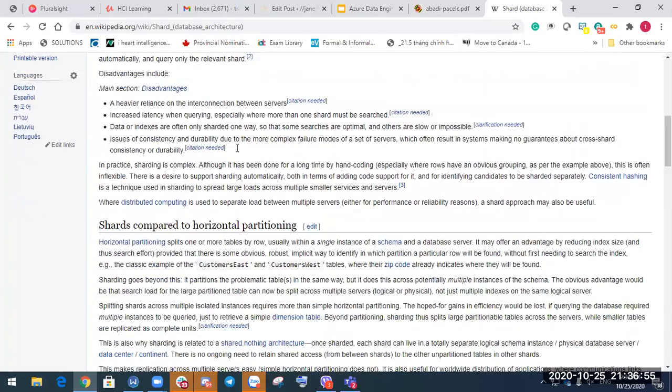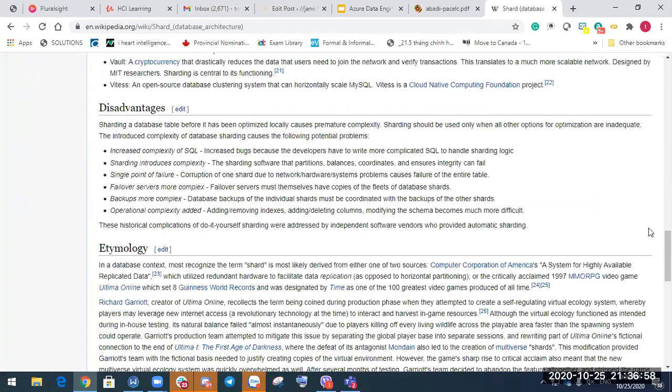So let me see some disadvantages. Yes, you need to be aware of the disadvantages in order to optimize. I'll get it from Azure. But remember, a lot of this is very similar to the partitioning disadvantages. For example, increased complexity of SQL, and single point of failure, and servers are more complex. All of this, please remember by heart, because this will be asked over and over again in our test.